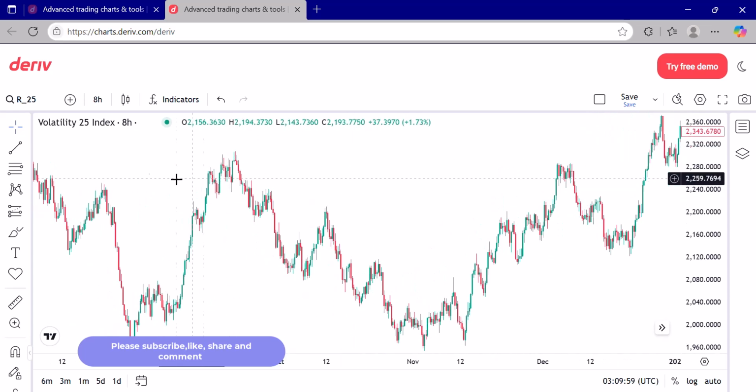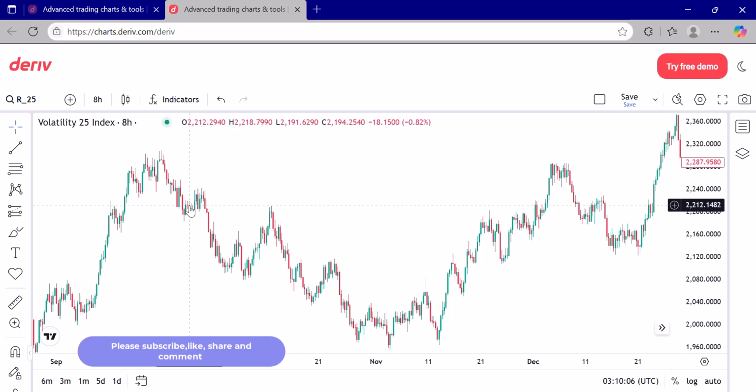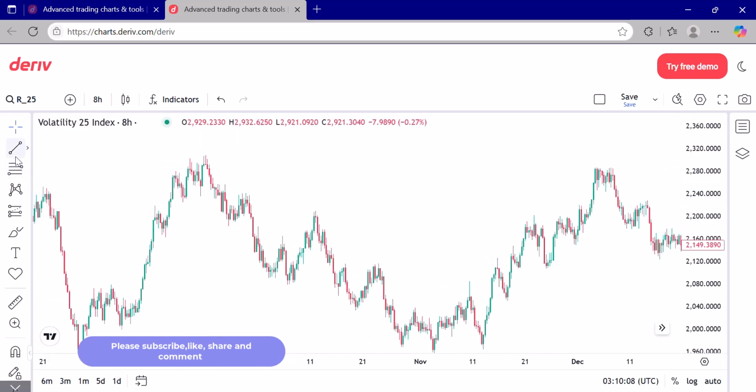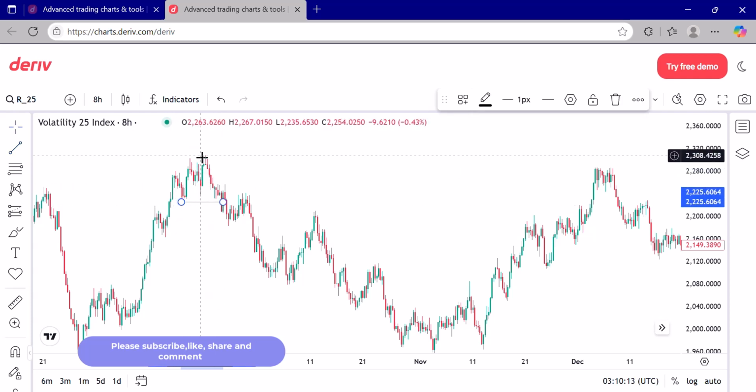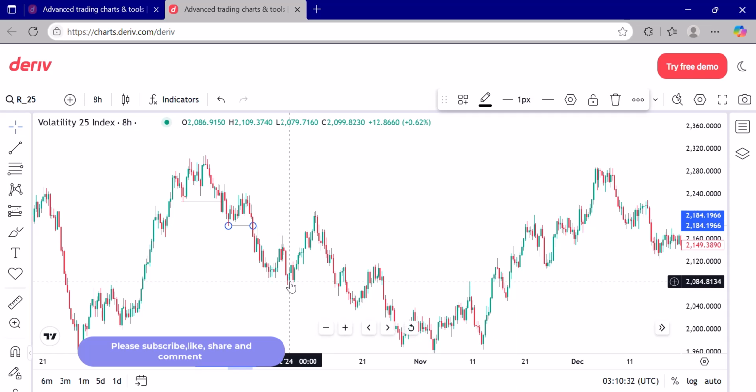So we see there was a high here. There was a high here, and then there was a break of structure. This was a lower high. There was a break of structure to the downside. So this structure was broken. And then it forms another lower high here. It forms another lower high. And then the structure was broken here. There was also another break of structure here to the downside.